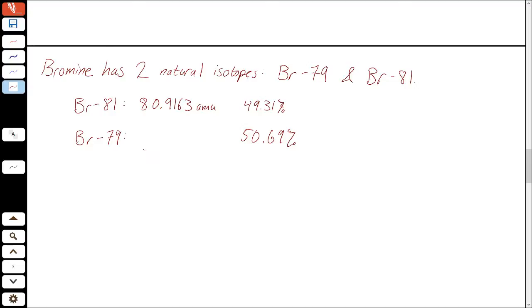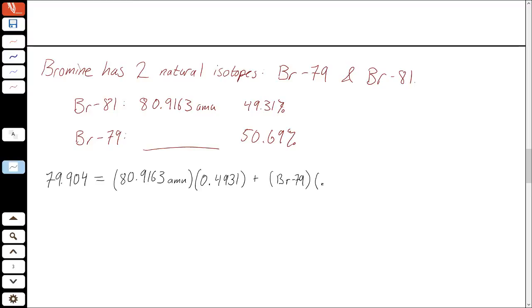You could find the abundances because they all have to add up to 100%. All right, so then how do we find the mass of the bromine 79 isotope? We're going to use the same equation that we used before. The weighted average of the two has to equal the average mass, which we can find from the periodic table. The average mass for bromine, 35, is 79.904. That has to equal the weighted average of the two isotopes. So that's the one that's given, times its abundance, plus this unknown one that we're trying to solve for, times its abundance.